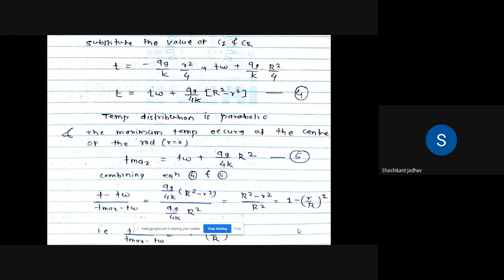So heat generated per unit volume, whatever value we calculate, has the unit watt per meter cube. We know how to calculate the rate of heat generation, that is power equal to V into I. For an electrical system, power is equal to current into voltage. So by using that product, we calculate the value of power.